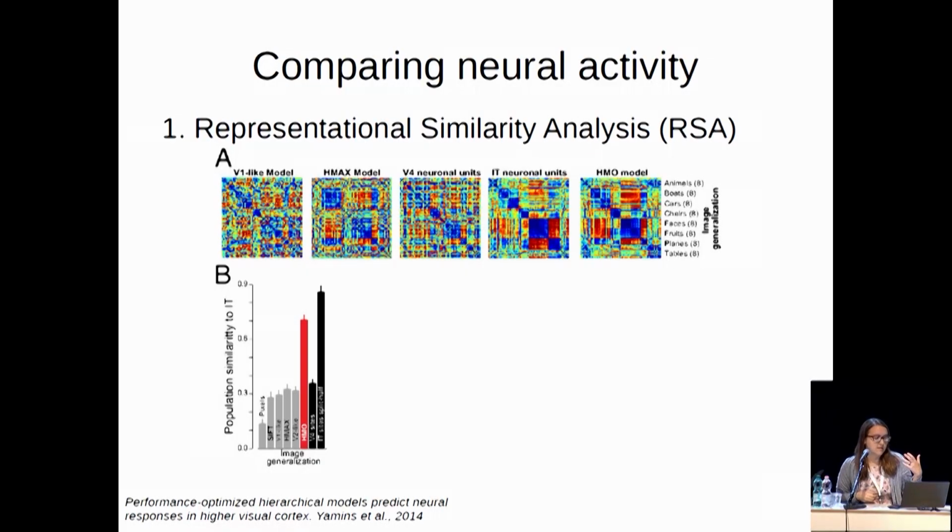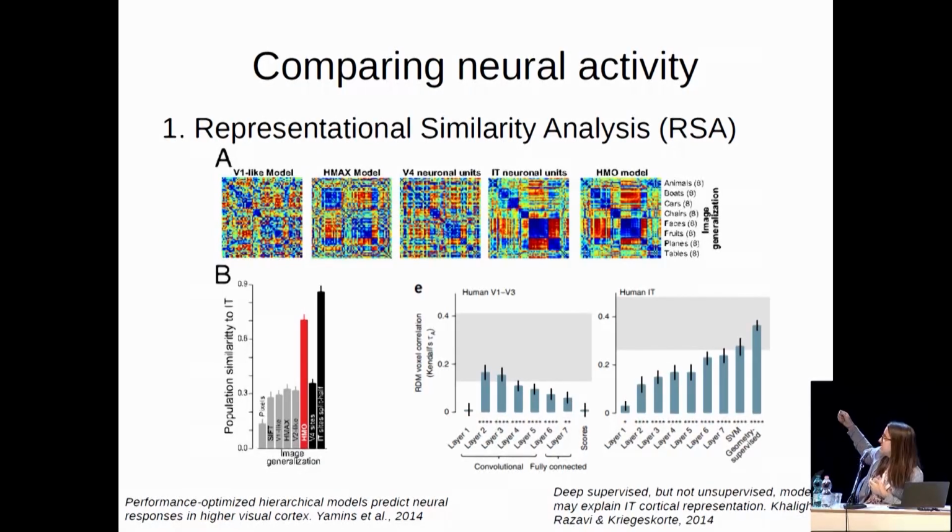And then in the bar graph on the bottom here, there's an explicit comparison. And so the black bar that's the highest is if you just split IT into two populations and compared it, so that is the best match. The second black bar is if you compare V4 to IT, and you can't do as well comparing V4 to IT as you do comparing this model to IT.